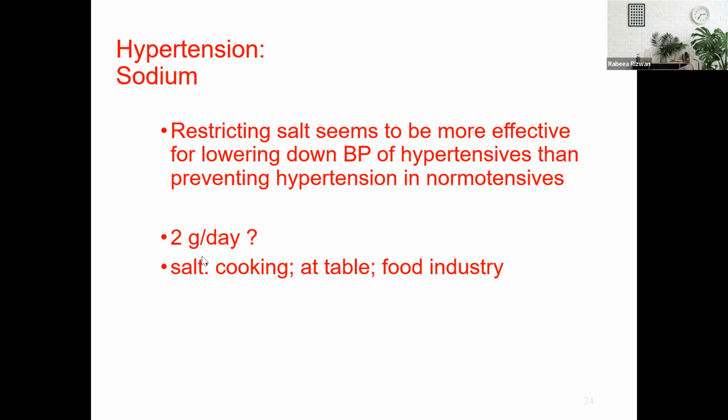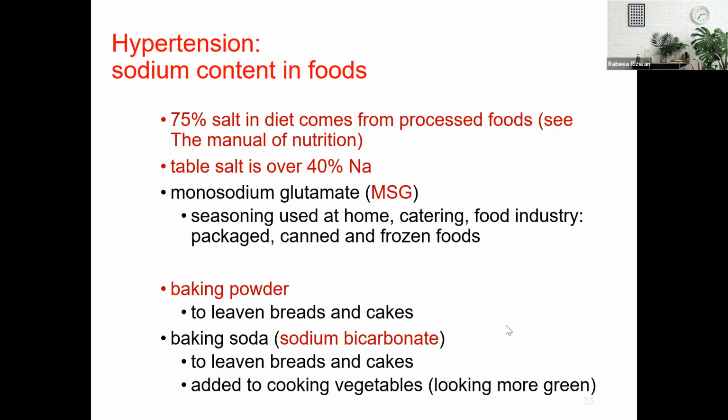And from which sources is the salt coming in our diet? In cooking, table salt, and from the food industry as well. But how? We will discuss it. Sodium comes in the form of foods in the diet, especially processed food. Why do we say that it's not a good meal? Because it contains 75% of the salt in our processed foods. Then table salt contains 40% sodium. Then another is the taste enhancer, that is monosodium glutamate.